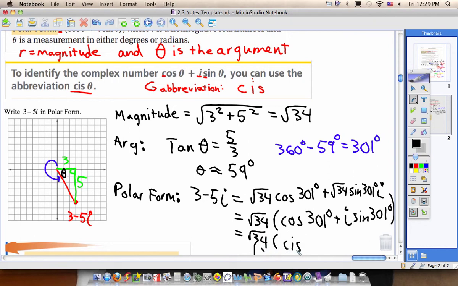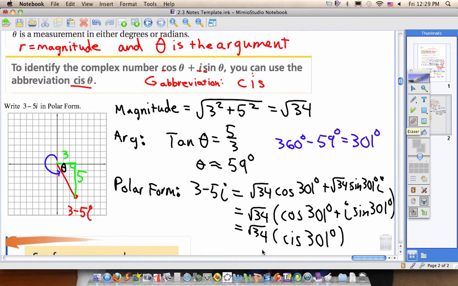And an even shorter way of writing the cosine plus i sine part is cis. So you see the square root of 34 times cis 301 degrees. The nice thing is, if you're not sure if you converted it correctly, you could take that expression and multiply it out, so you can get 3 minus 5i. And it might be just a couple of decimals off.